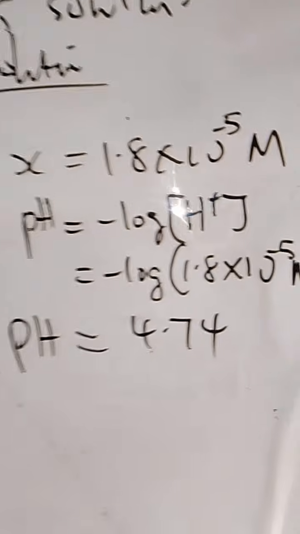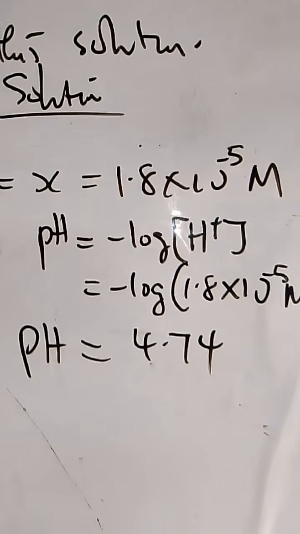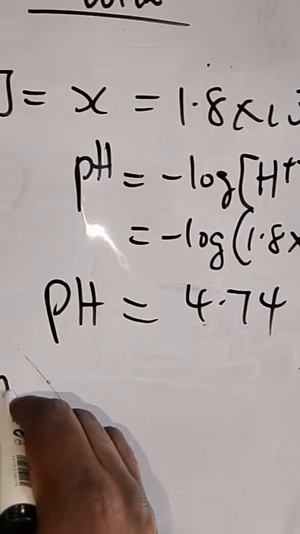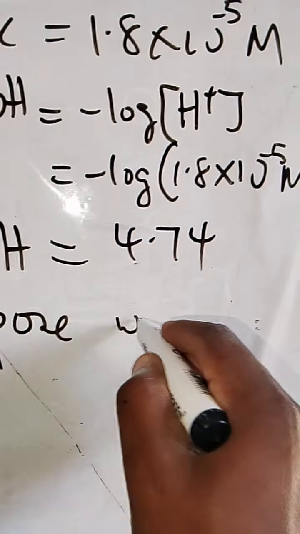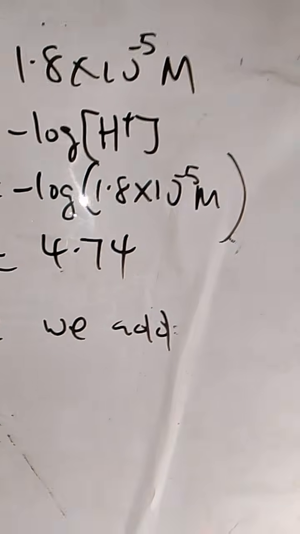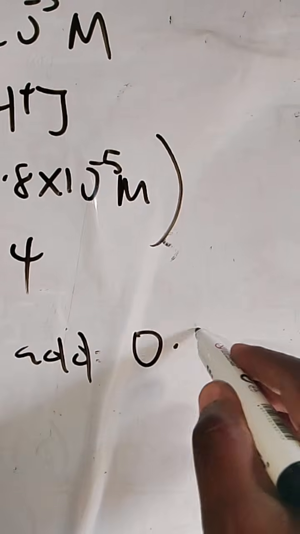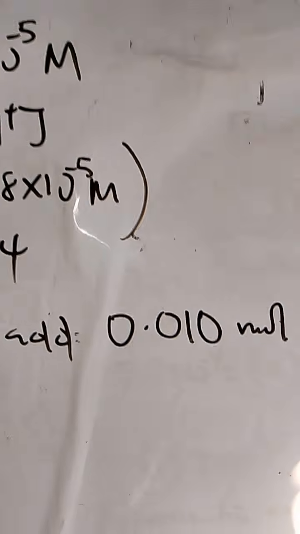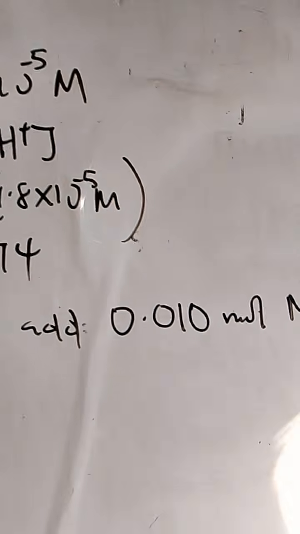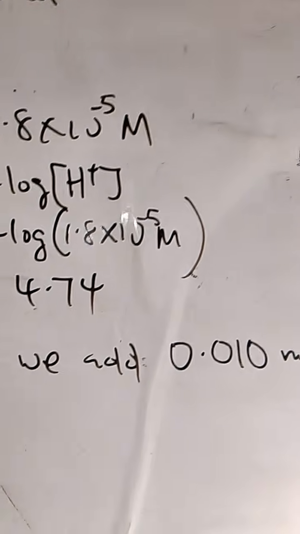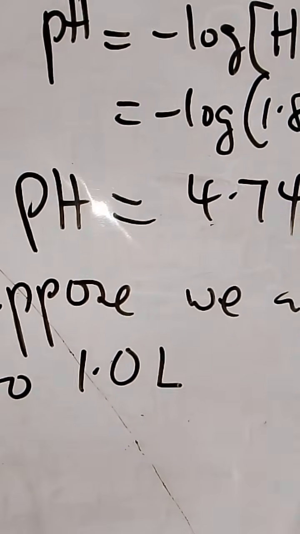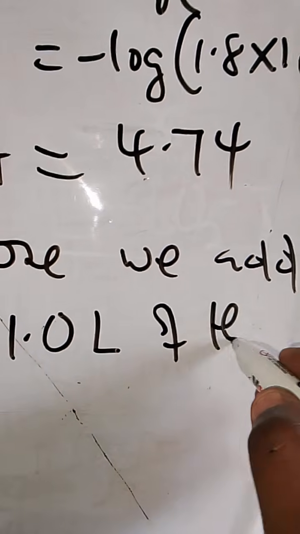So now we want to see the pH changes that can occur if we add, suppose we add 0.01 more sodium hydroxide to 1.0 liter of the buffered solution.